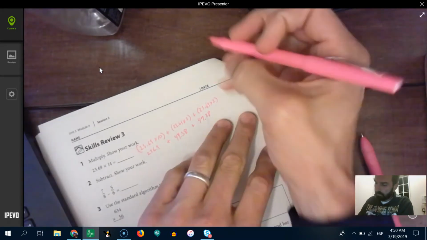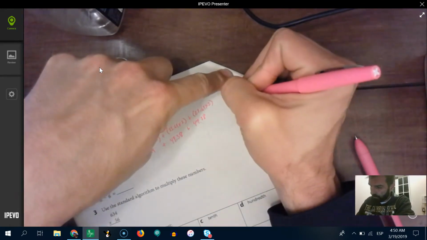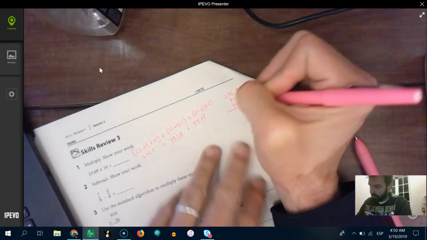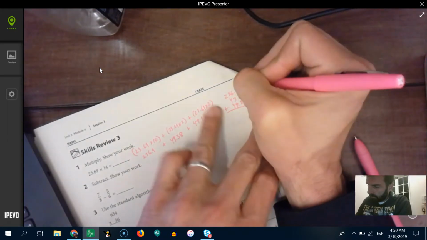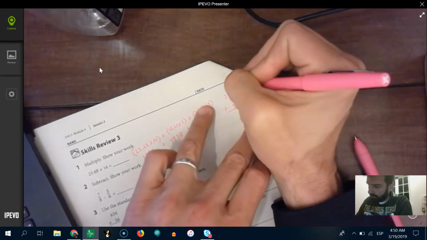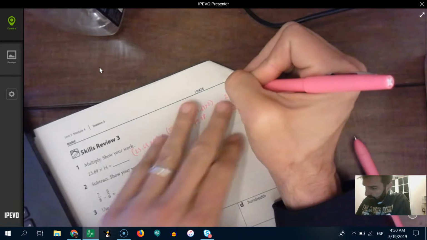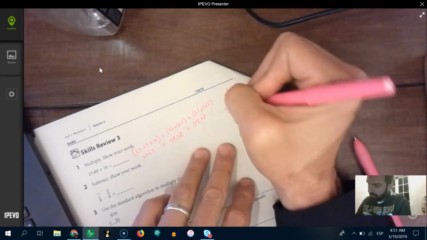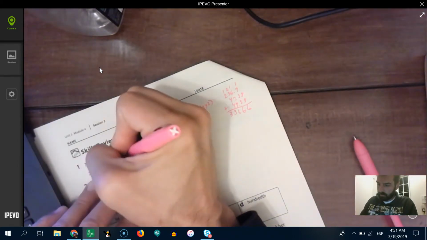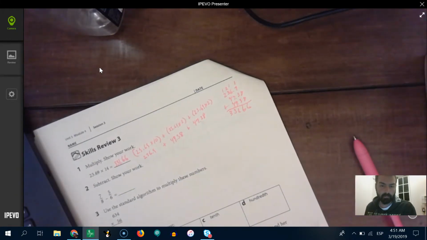And then I need to add these together. 47.38. 8 and 8 is 16. 1 plus 9 is 10. Plus 3 is 13. Plus 3 is 16. 1 plus 6 is 7. Plus 7 is 14. Plus 2 is 16. 5, 9, 13. 331 and 66 hundredths. Alright, cool.